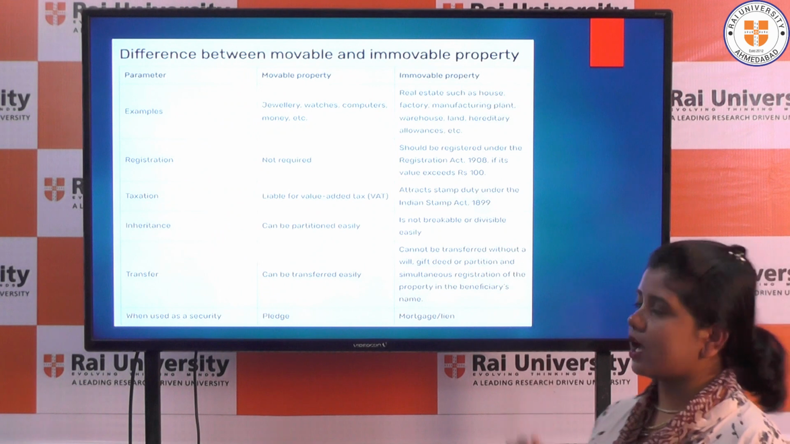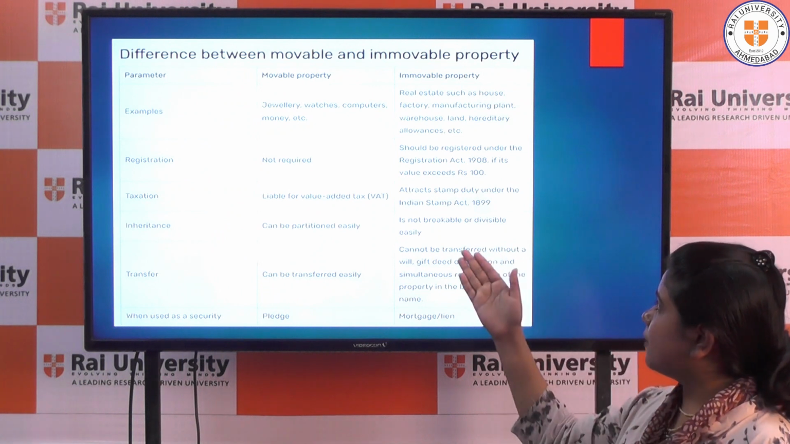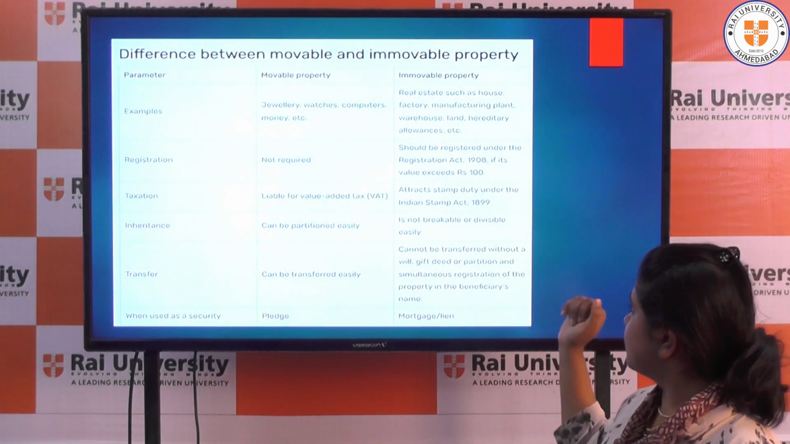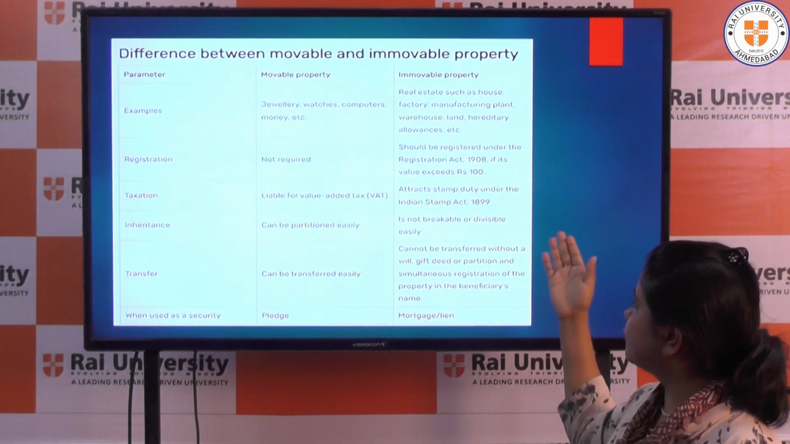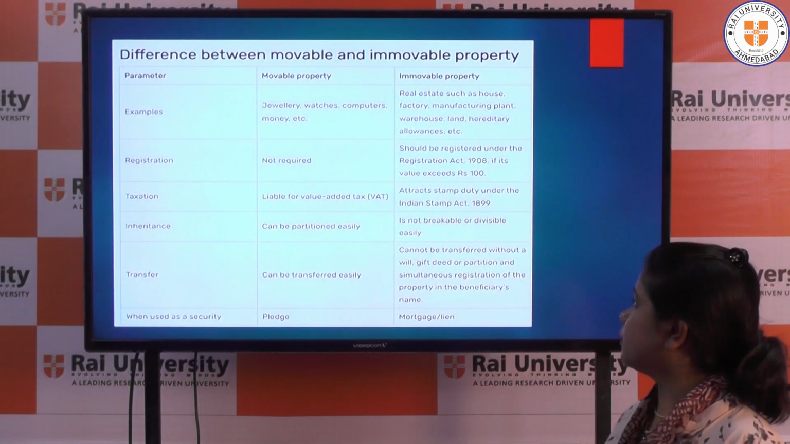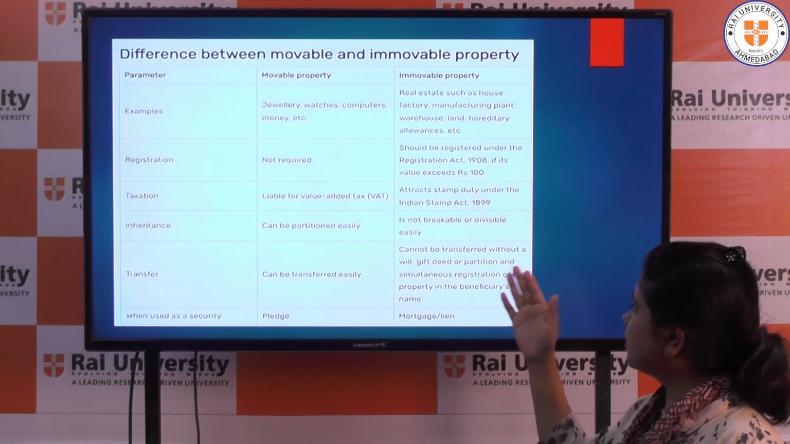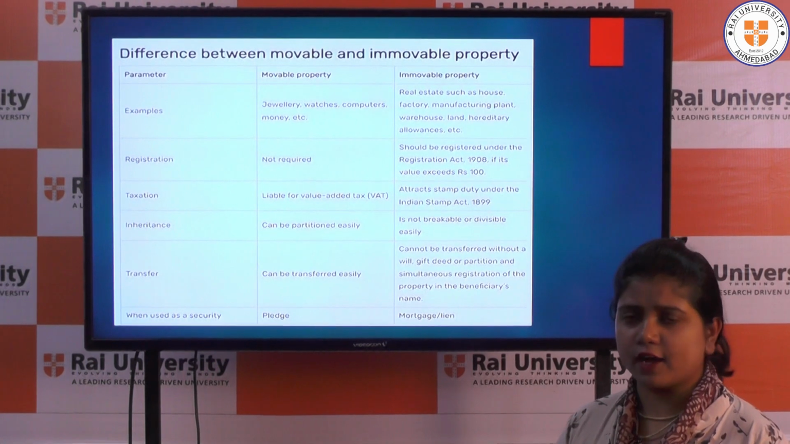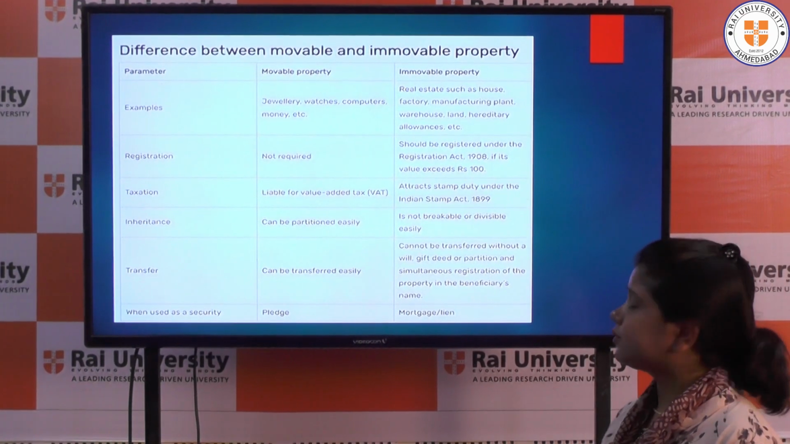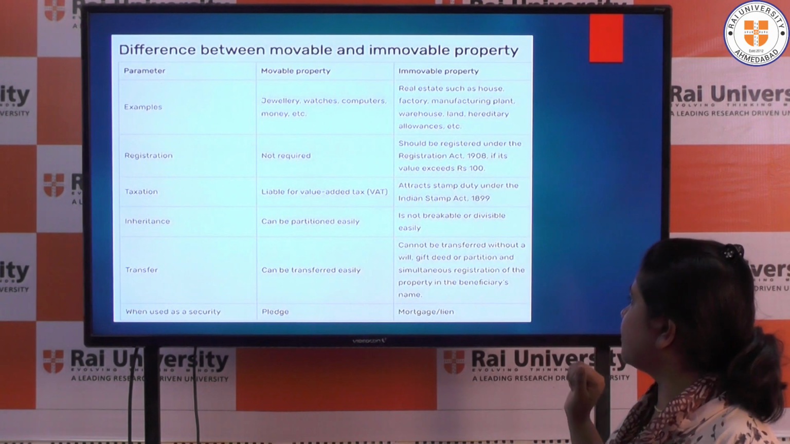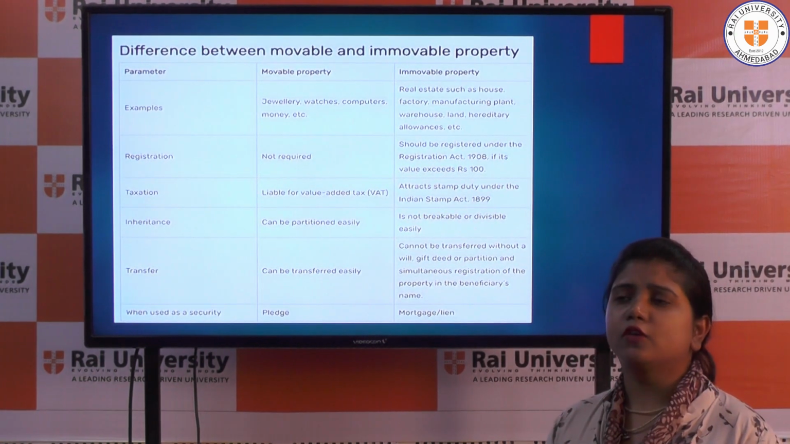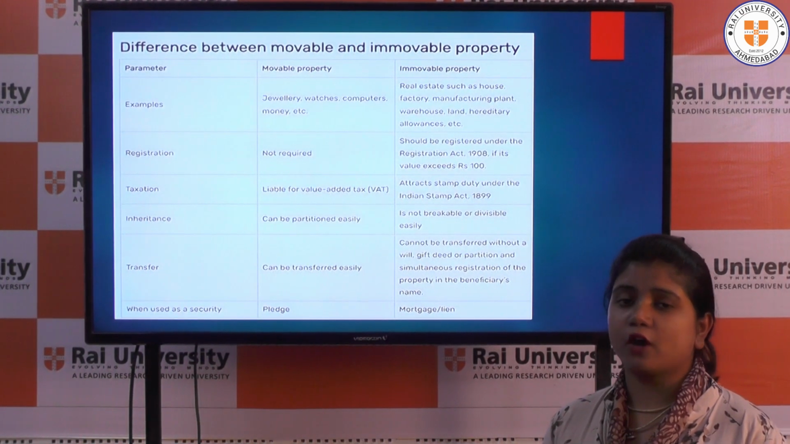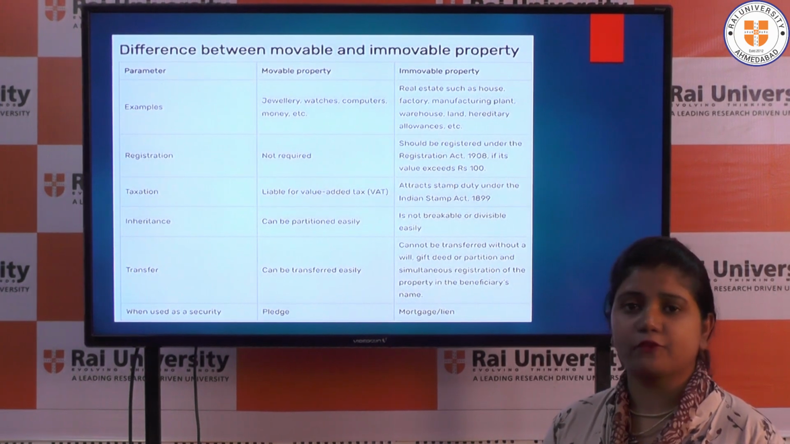So what are the differences we have come over till yet? So examples of movable property are like watch, computer, money, everything is movable. And what is immovable? The real estates, manufacturing plants, warehouse, land, everything is immovable property. Registration. When you come to the things of registration, in movable property, registration is basically not required, but in immovable property, it is required. Here I have given the example of value exceeding ₹100. So you can cite the example of section 54 of Transfer of Property Act. It is also there that if the property is more than ₹100 in value, you have to register it.